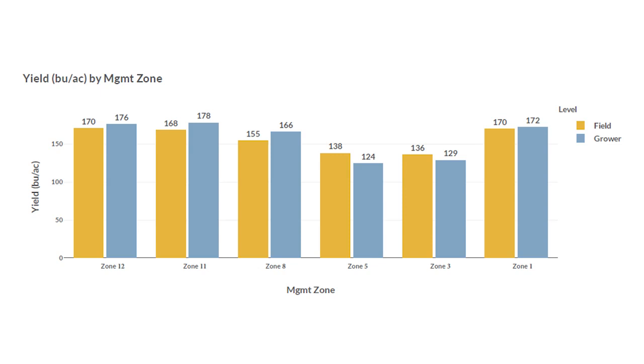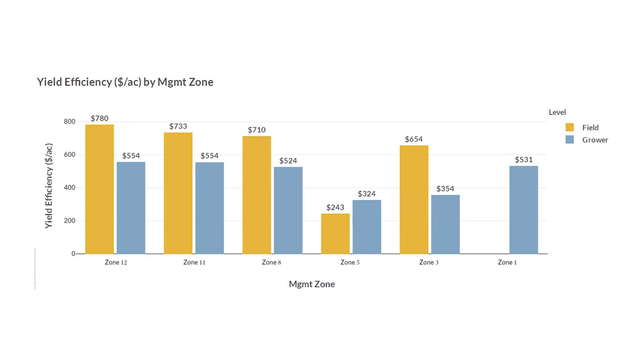The bar graph shows yield by MZB zone, which compares how one single field's zones compare to the other zones across your operation. Here we show yield efficiency by MZB zone. The numbers on the top of the bar show the dollar amount returned to land and management. Remember, those higher yield efficiency scores include paying for more inputs in the most productive zones.